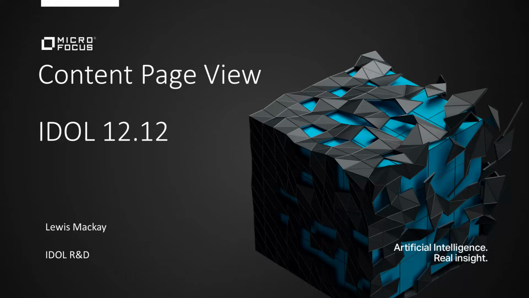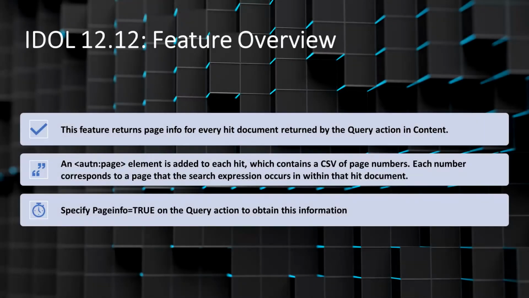Hello, this video will discuss the page view feature in Content, which is new in IDOL 12.12. This feature will return page information for every hit document that is returned by a query action in Content. It does this by adding an autn:page element to each hit that will contain a CSV of page numbers. Each number within that CSV will correspond to a page within the hit document that the search expression appears in. You should specify pageinfo=true on the query action in order to obtain this information.